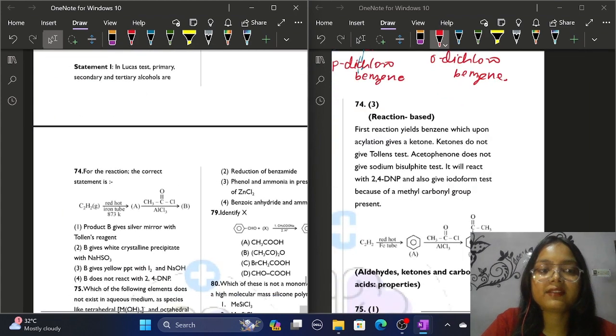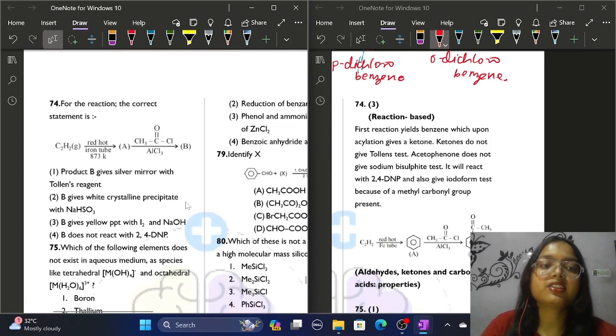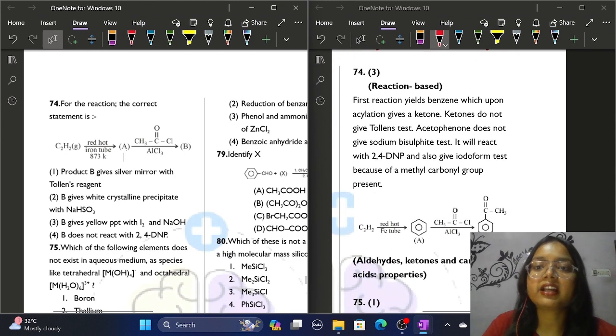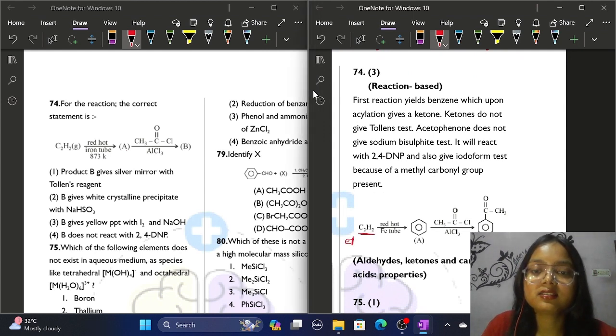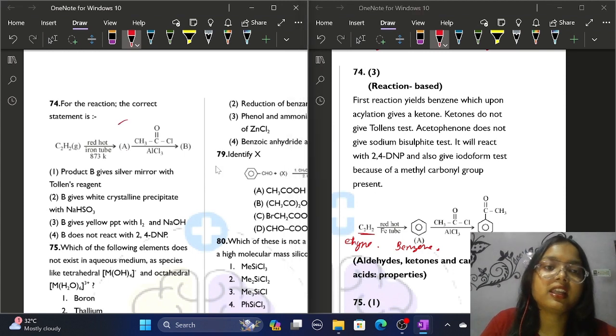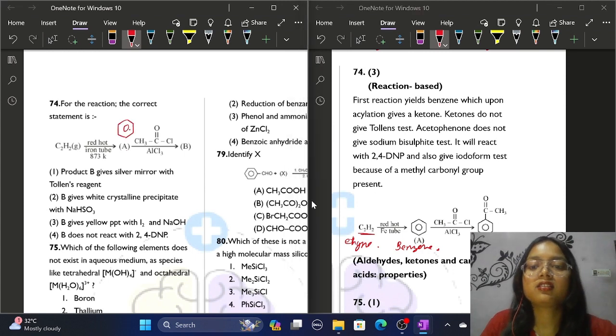So for question number 74, for the reaction, the correct statement: C2H2 on passing through a red hot iron tube at 873 Kelvin gives product A. Then on reaction with CH3COCl and AlCl3, we get B. So the first reaction yields benzene. C2H2 is ethyne, and on reaction with a red hot iron tube it will give us benzene. So option A here is benzene.